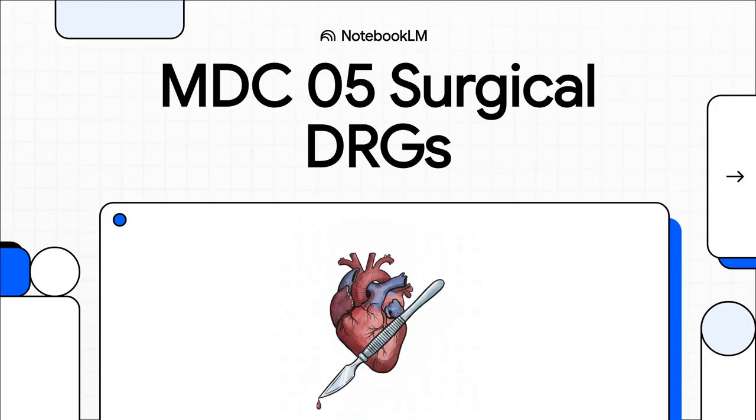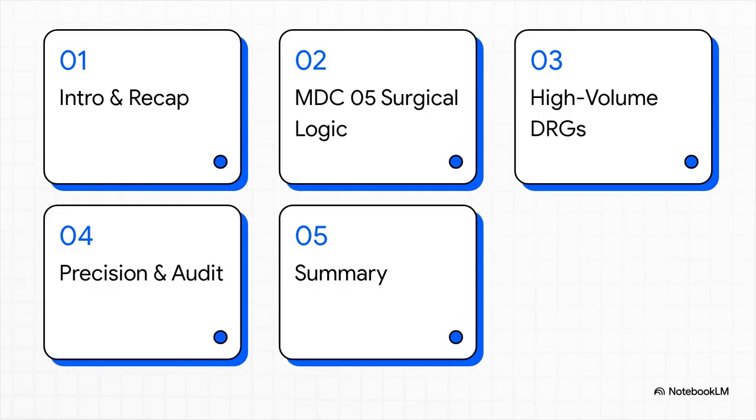We are continuing our 150-part IPDRG masterclass, and let me tell you, today is an absolute powerhouse of a lesson. We're diving deep into Part 82, Advanced Surgical DRG Deep Dive, focusing specifically on major diagnostic category 05, invasive and interventional cardiology. Let's get right into it. Here's a quick look at our syllabus for today. We've got our intro and recap, MDC 05 surgical logic, the high-volume DRGs, precision and audit defense, and then our summary and Part 83 teaser.